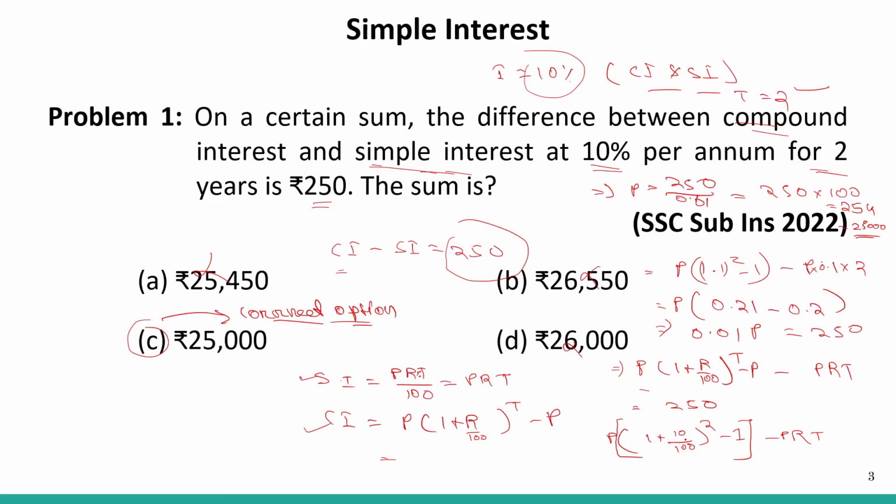So P into 1 plus 10 by 100, because R is equal to 10, and in decimal form it will be 0.1. This is in percentage form, and this is in decimal form. In decimal form, it will be P into 1 plus R power T, minus P. This will be the formula when R is in decimal form.